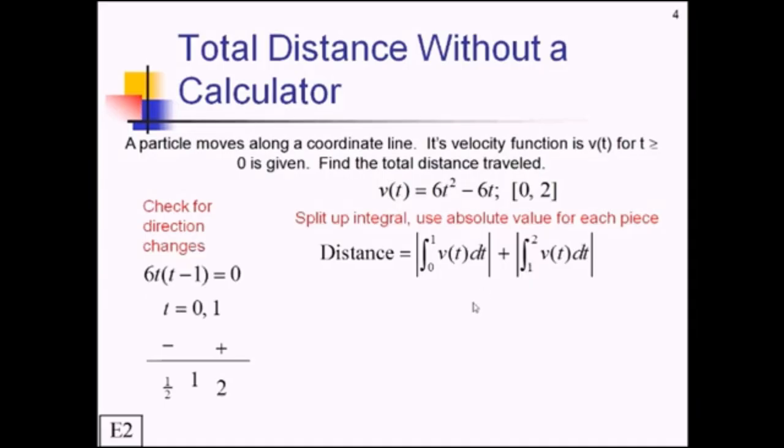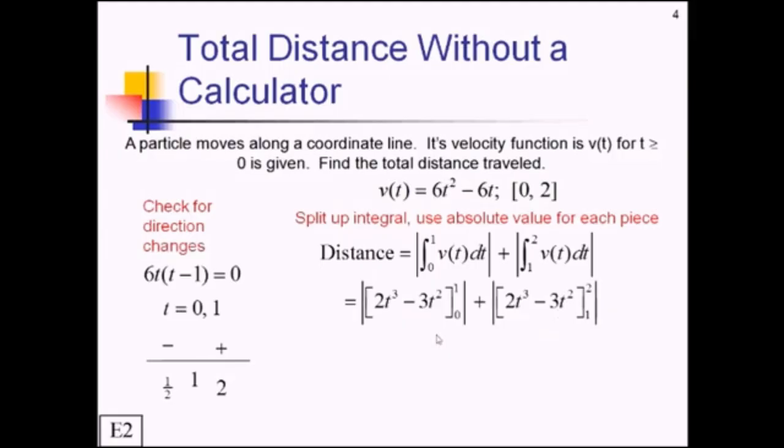So at this point, let's go ahead and take some antiderivatives. We're going to have this bumping up to third power. Dividing by 3, we have 2t cubed minus 3t squared. So we're going to evaluate that from 0 to 1 for that first integral. And then from 1 to 2, same antiderivative there for the other integral.